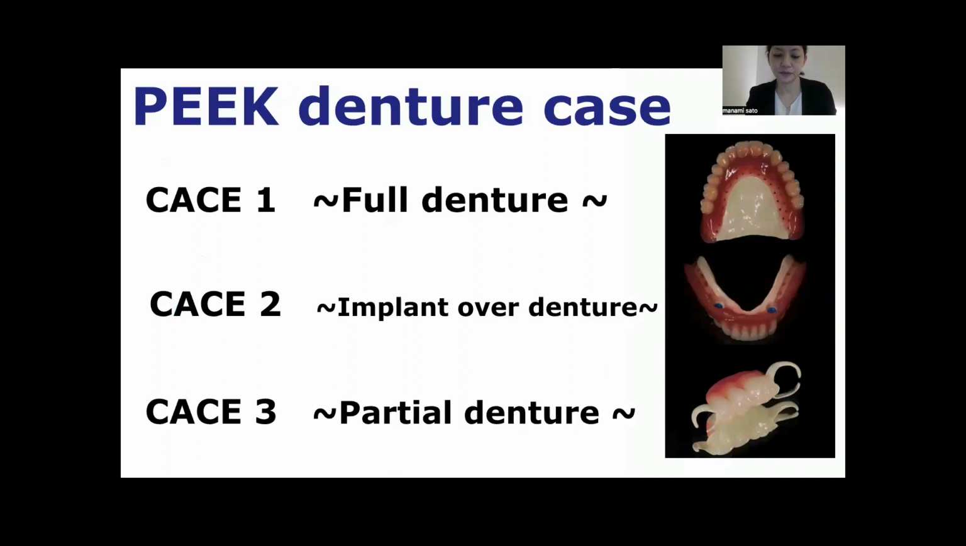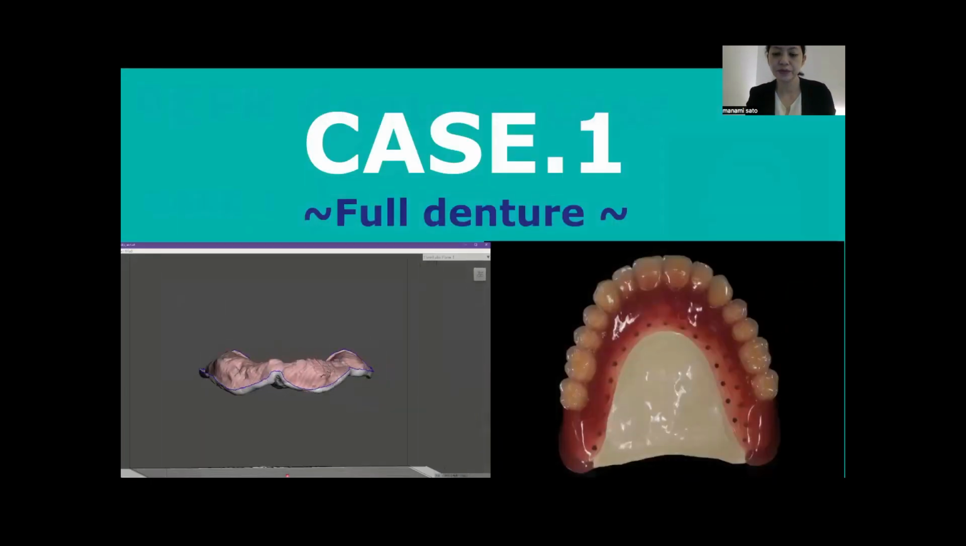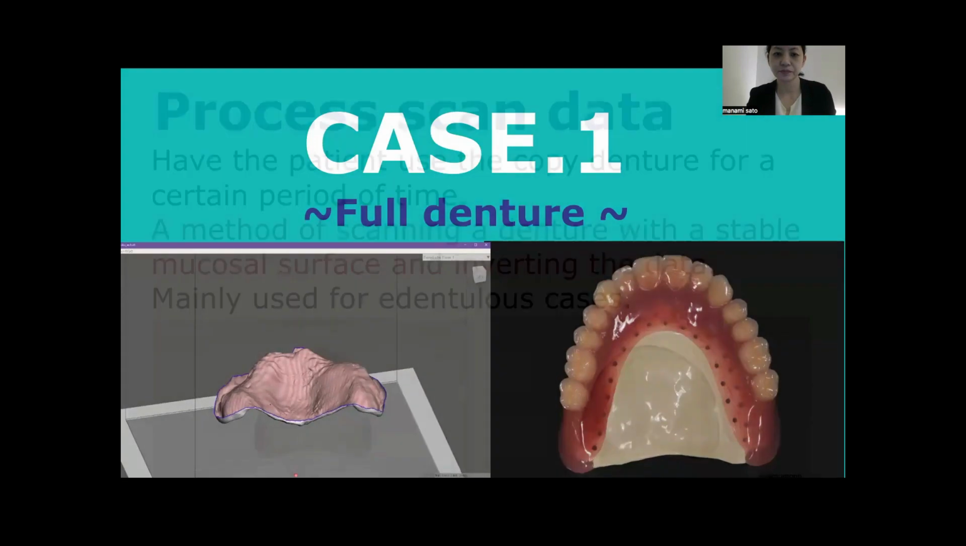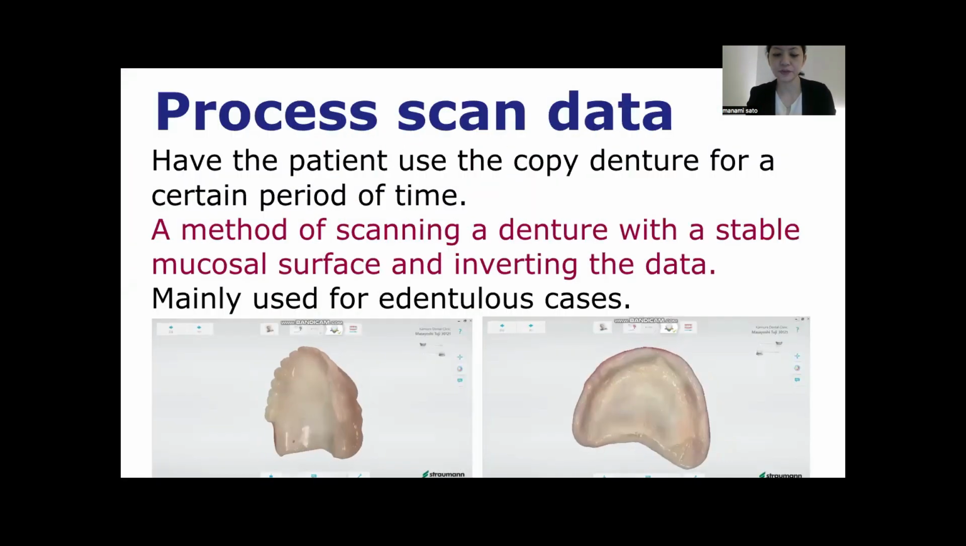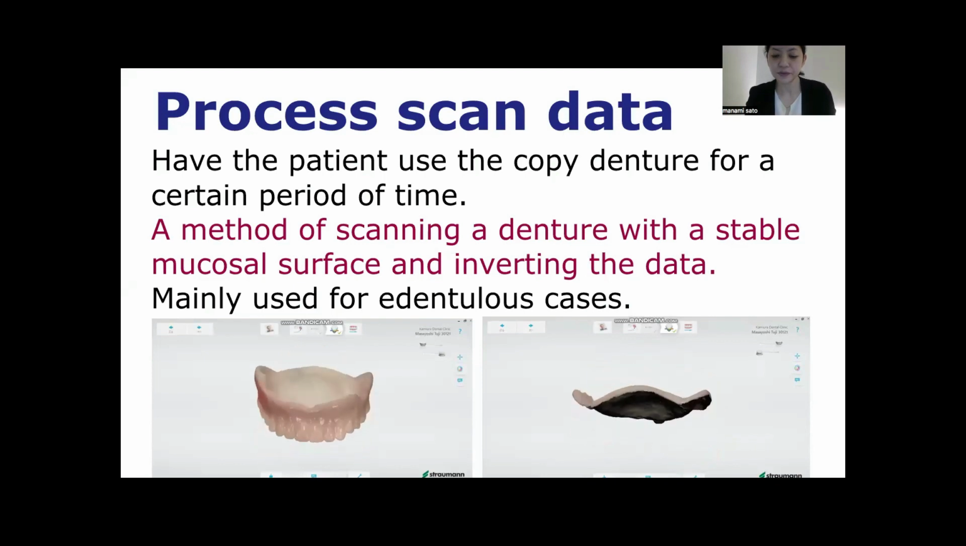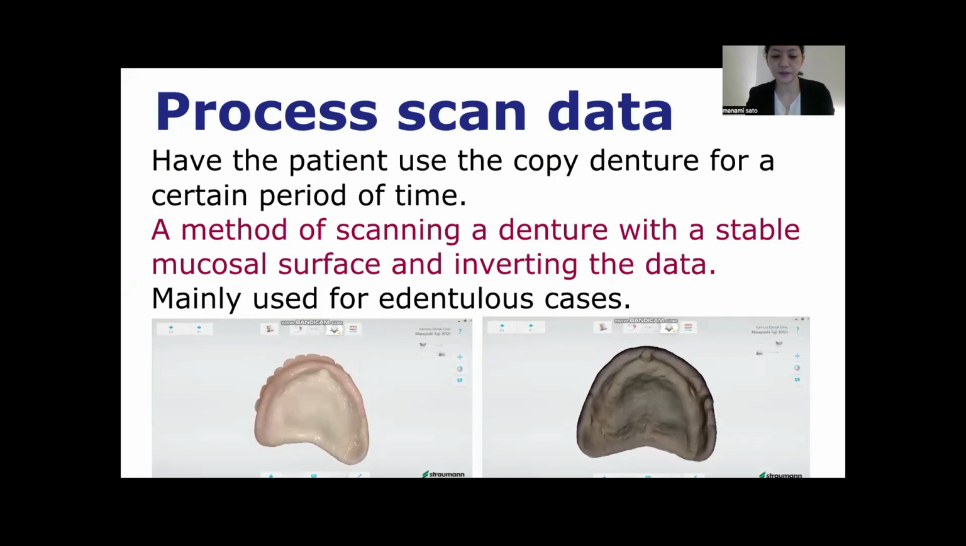We will introduce these three cases. Full denture case. This is a PEEK full denture manufactured using copy denture data reflected using a method that scans the mucous membrane in the oral cavity.